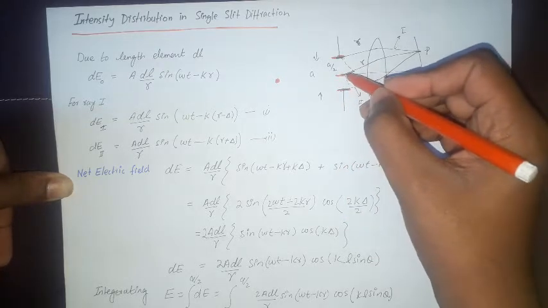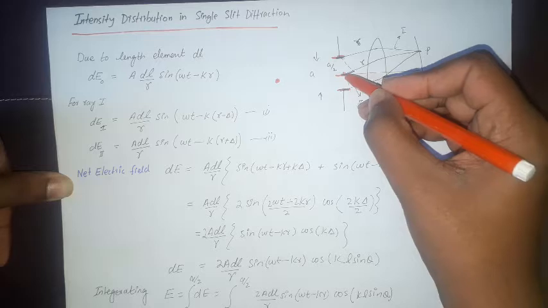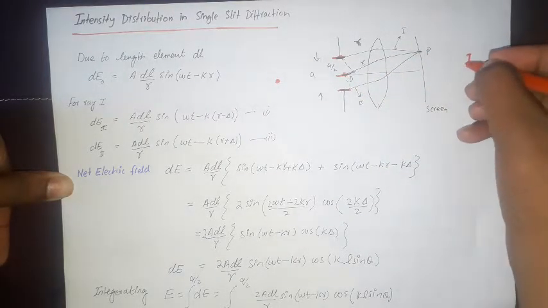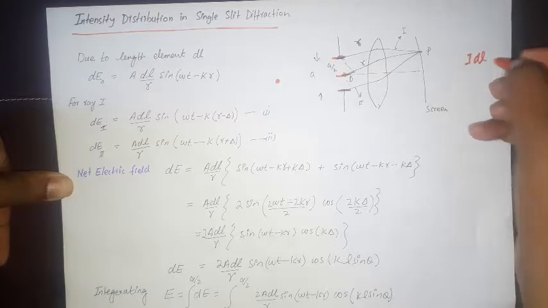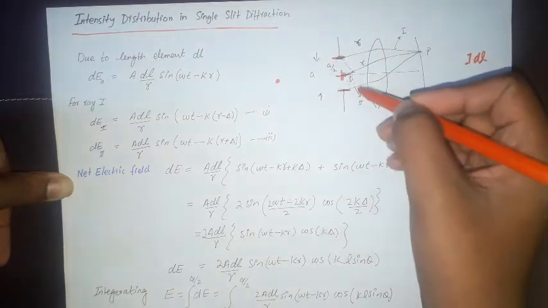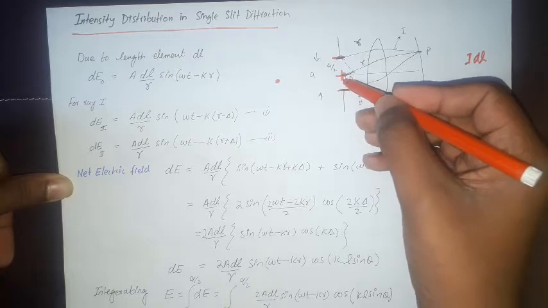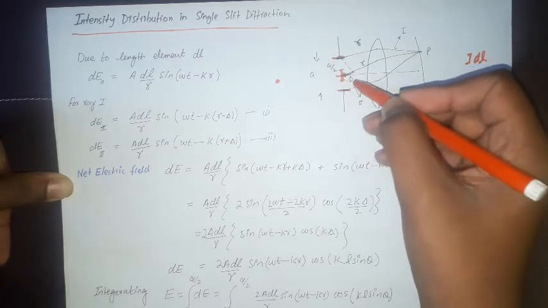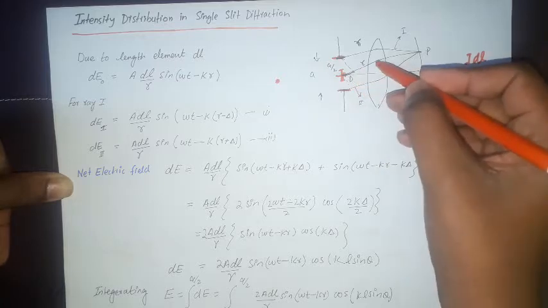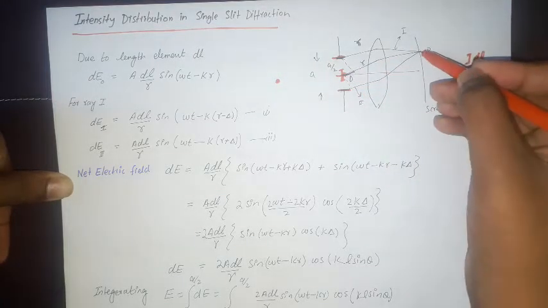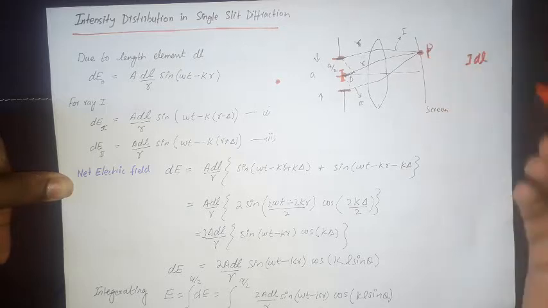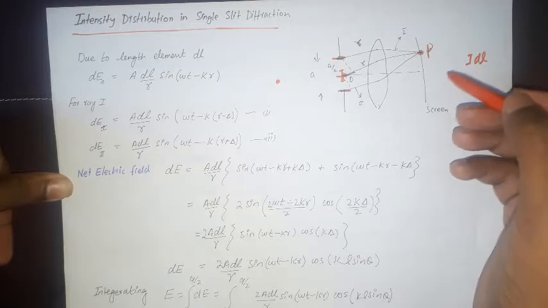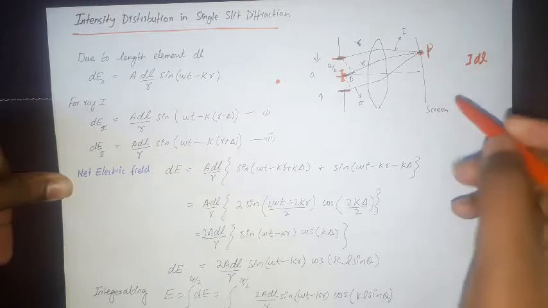Now assume that there is a ray originating from this central point, and let's say there is a very small length element dl. The light is originating from this dl portion, passes through this lens and is focused at this point P, and P is an arbitrary point. We want to find the condition for intensity at this point.